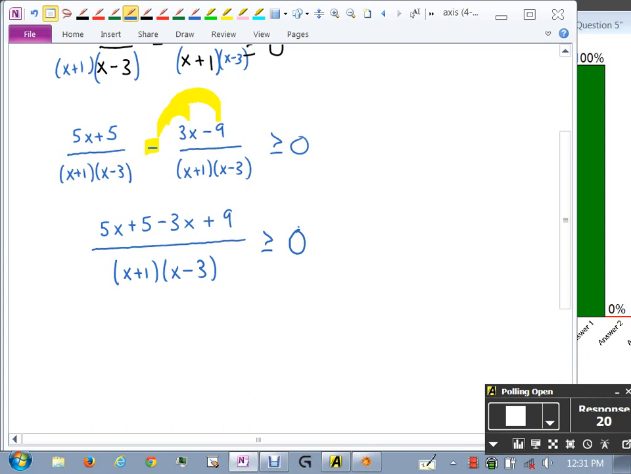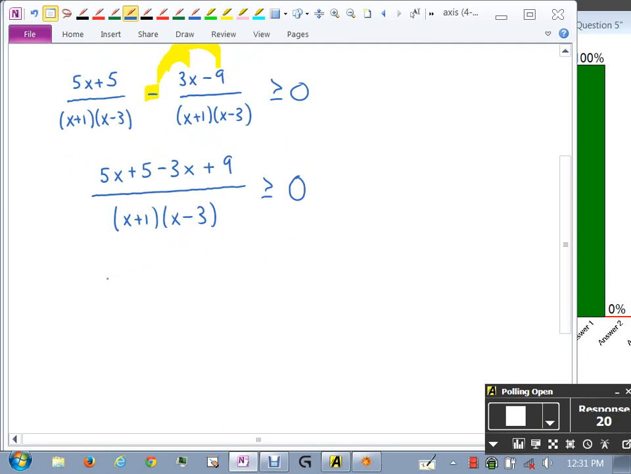What's next here? Okay, put them together. So 2x plus 14 all over x plus 1 times x minus 3 greater than or equal to 0. Now, at this point, we've got into one rational expression on the left, one big fraction. Now we can continue with the process. You think you can handle it from there? Okay. I think it's a good place to call it a day.